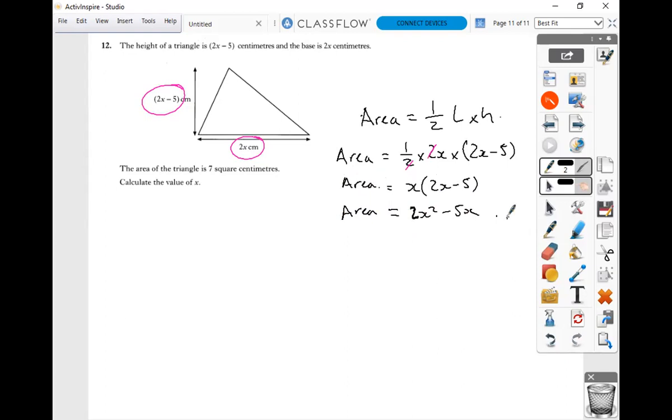Okay, we're now told the area of the triangle is 7. So we can say 2x squared minus 5x is 7. To get it in the format that we work with, 2x squared minus 5x, and we move 7 over, minus 7 equals 0. Okay.